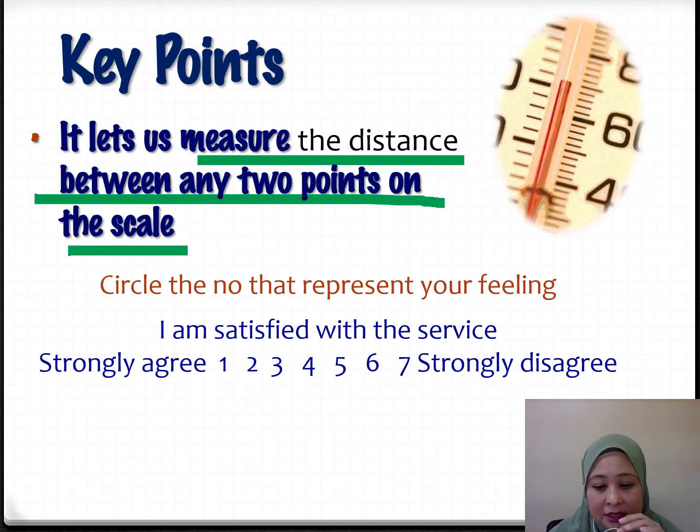And why 7? Because there are many studies conducted in the hospitality discipline. They found that the 7-point Likert scale is more accurate than 3 or 5. And nowadays there are many other levels, up to 11.